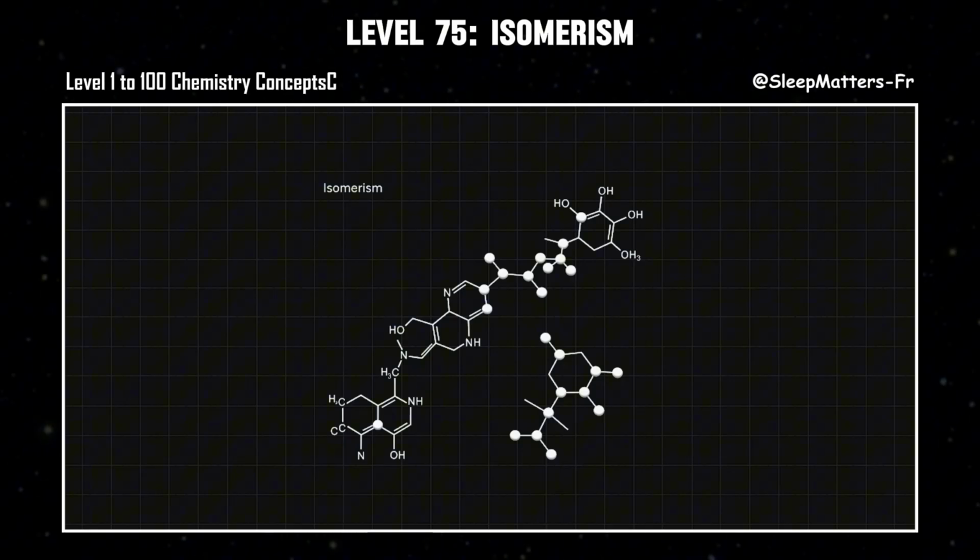Think of glucose and fructose. They are both sugars made of the same atoms, but they taste different and behave differently in your body. That is because their atoms are arranged differently. There are different types of isomerism. Structural isomers are compounds with the same formula but different structures. Think of two houses made of the same number of bricks but arranged in a different way.